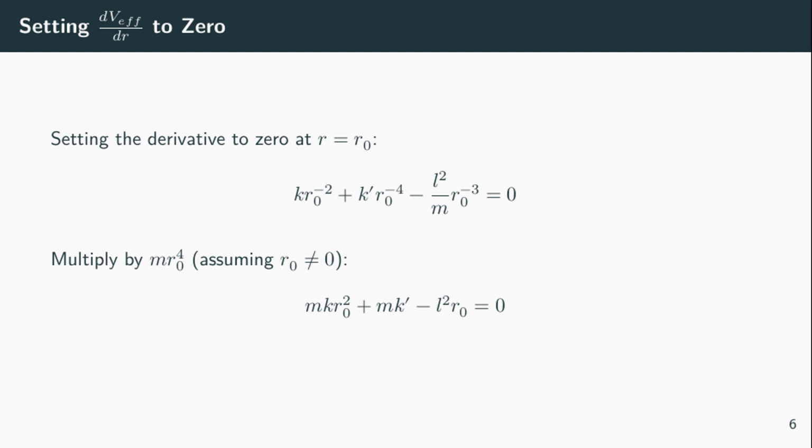Okay, now we set this derivative to 0 at the potential circular orbit radius r0. So k r0 to the power of minus 2 plus k prime r0 to the power of minus 4 minus L squared over m r0 to the power of minus 3 equals 0. To clear the negative exponents and fractions, let's multiply the entire equation by m r0 to the power of 4. We can do this assuming r0 is not 0, which it must be for an orbit. Multiplying gives us mk r0 squared plus mk prime minus L squared r0 equals 0.